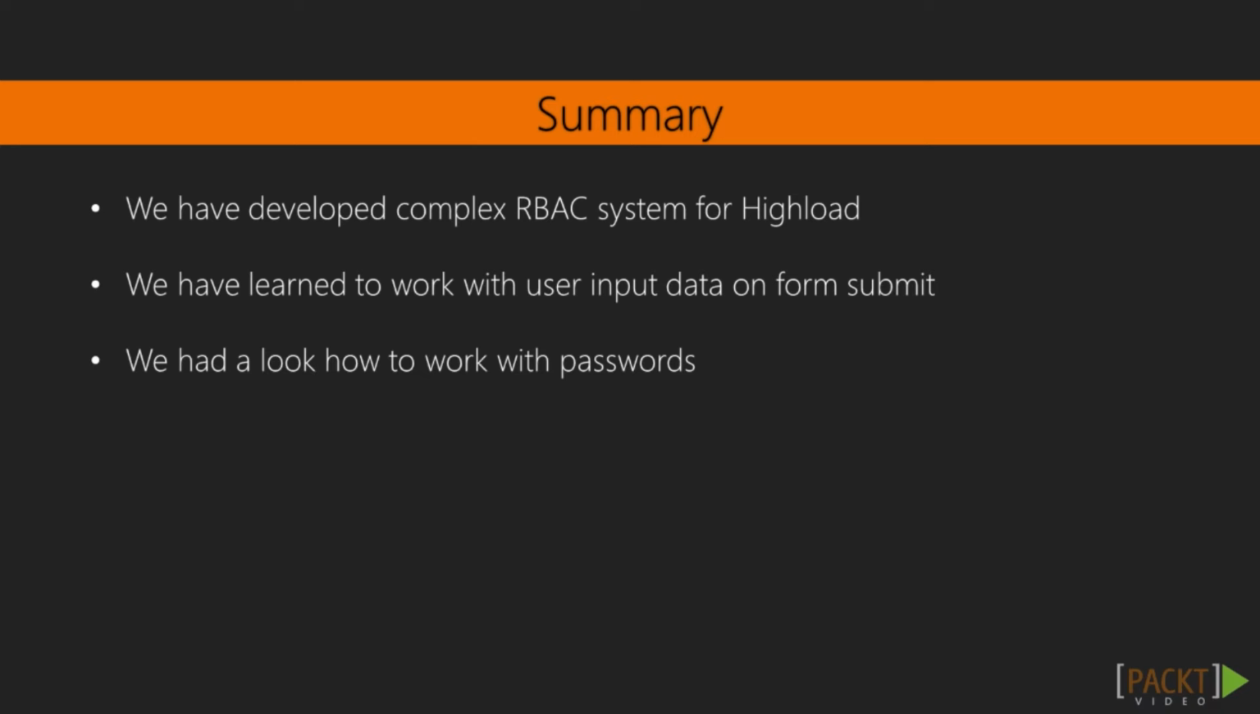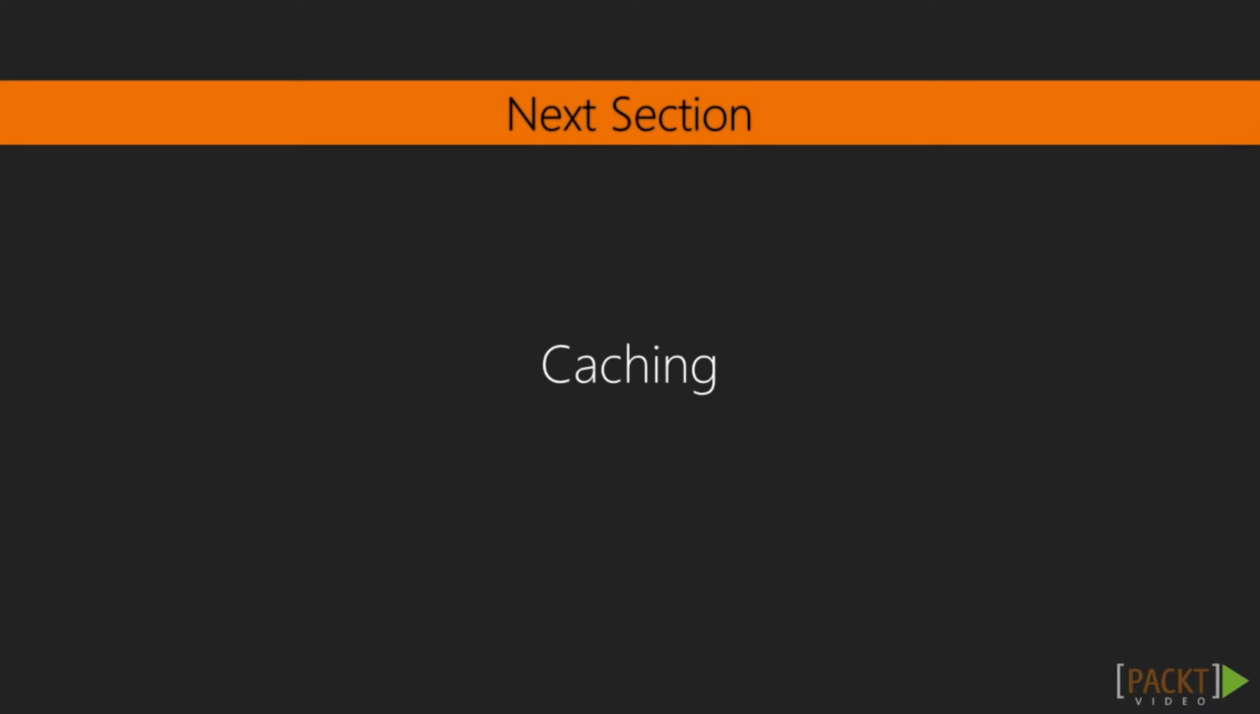In this section, we have learned how to develop complex RBAC system with hierarchical structure. We worked with user input data on form submit, and finally, we learned to work with passwords, encrypt and decrypt data with Yii2 framework features. In the next section, we will have a look at caching features in Yii2 framework. See you in the next section.